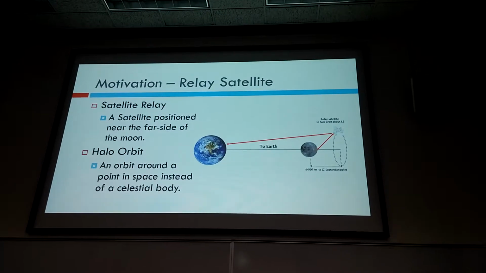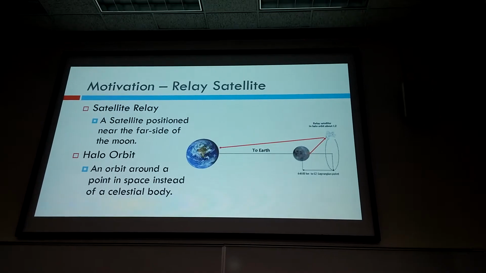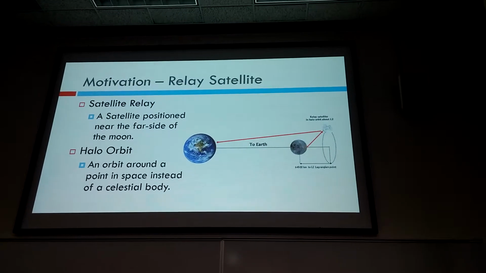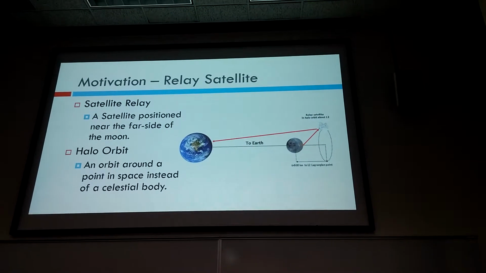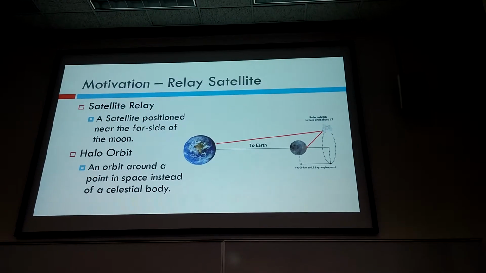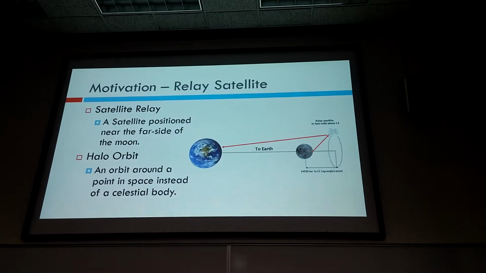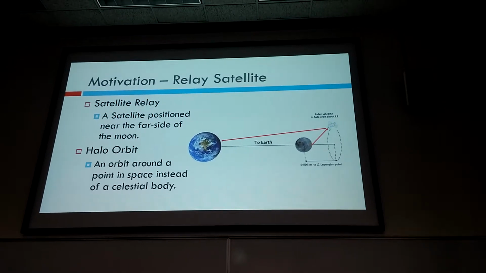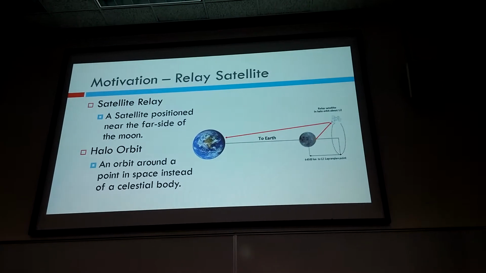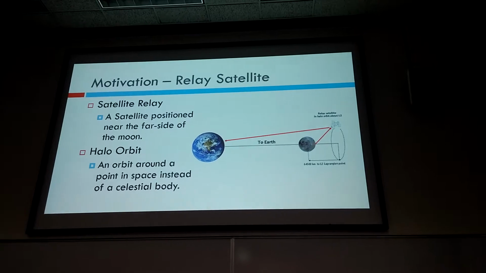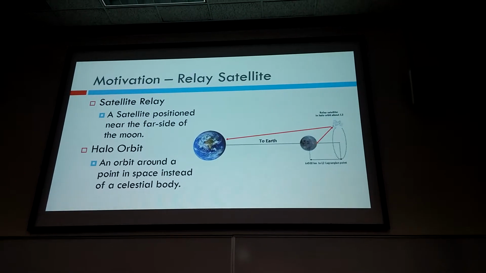An interesting fact about the moon is that the same side of the moon always faces the Earth. Now this is good and bad, but one of the reasons that this is bad is that if there's ever an expedition on the far side of the moon, it will have trouble maintaining a communication link to Earth. One of the ways to solve this is to use a satellite relay system. A relay satellite is just a satellite that is positioned near the far side of the moon so that it can keep a communication link between the moon and the Earth.